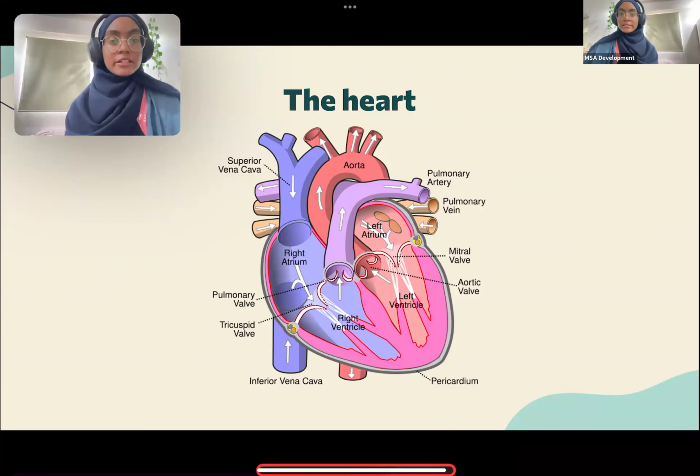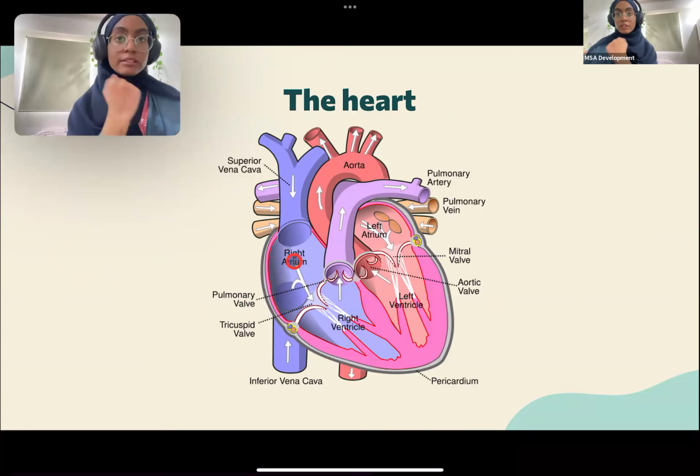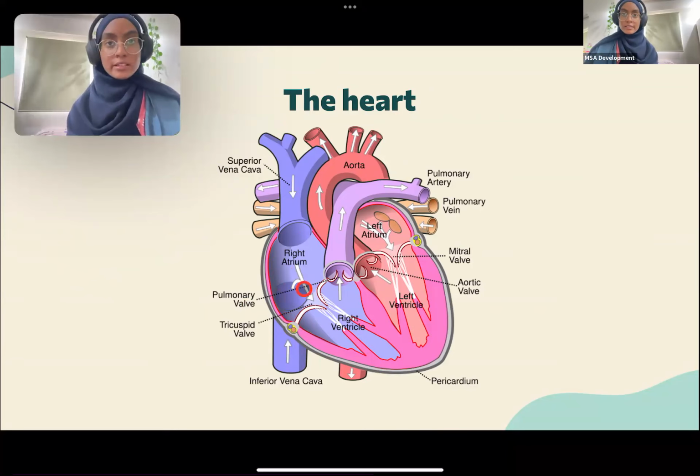Now let's discuss the heart. First of all, the right atrium receives all of the deoxygenated blood. It receives it from the superior vena cava, inferior vena cava, and also the coronary sinuses.